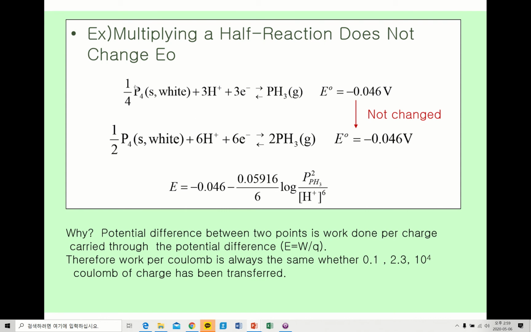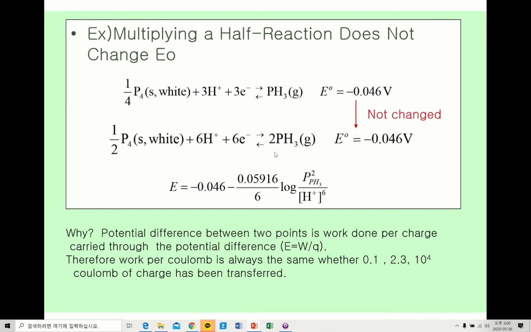Here, by multiplying both sides by 2, you change the quantity, but this potential doesn't change at all. This is important. But what changes? Energy changes. You see, delta G equals minus nFE. Delta G is an extensive property. If you have more quantity, then that property also increases in proportion to the quantity, but the potential doesn't change at all.